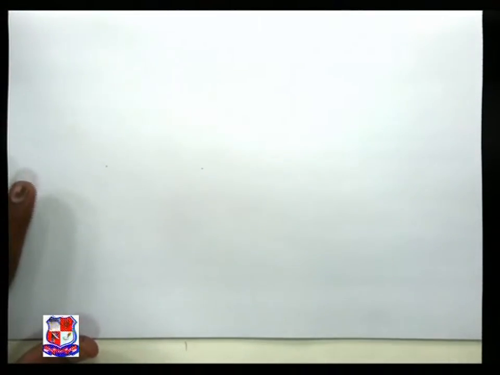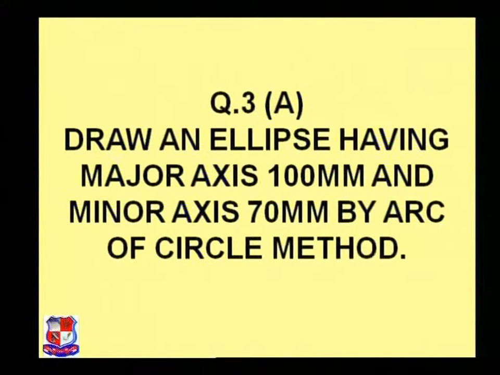Now if we look at this problem, we need to draw an ellipse using the arc of circle method. Most of the students many times make mistakes in the methods. Over here it has been given arc of circle method, not concentric circle method. They draw a perfect ellipse having major axis and minor axis, but the method is clearly specified. If you do it by the wrong method, then your marks would be deducted. So be specific: if we need to draw using arc of circle, then we need to use only this method. Now let's have a look at the given data and the method.